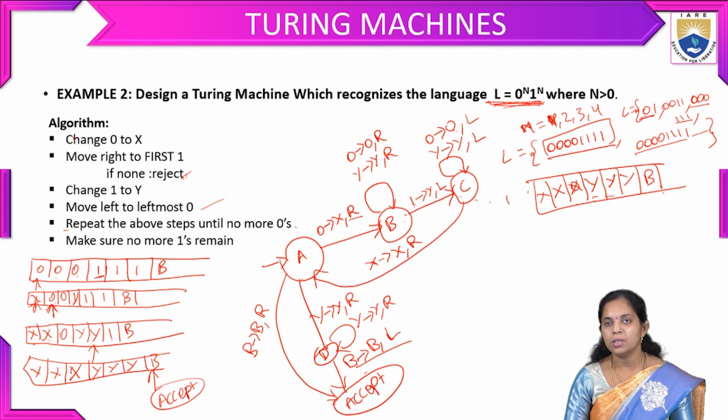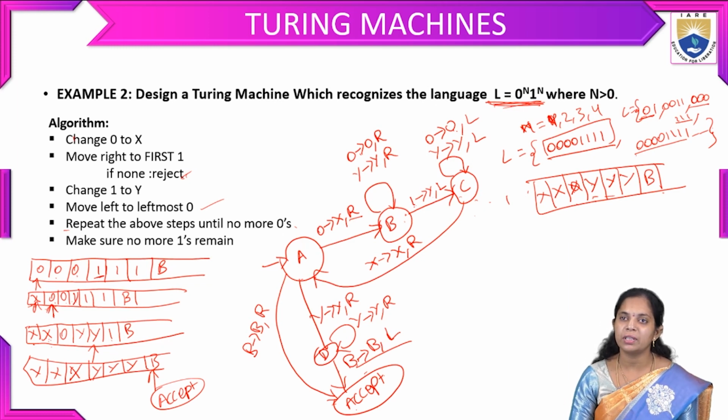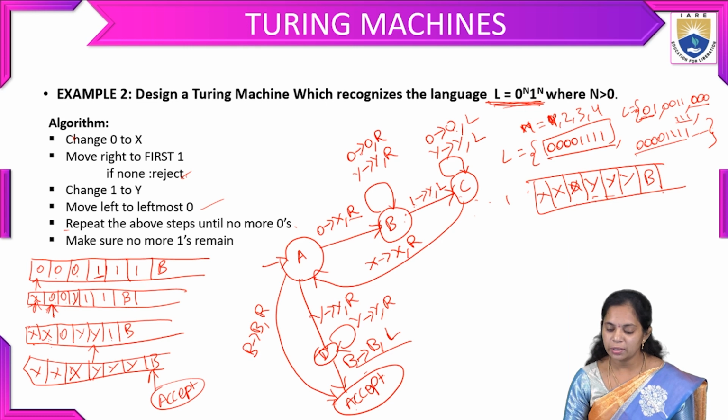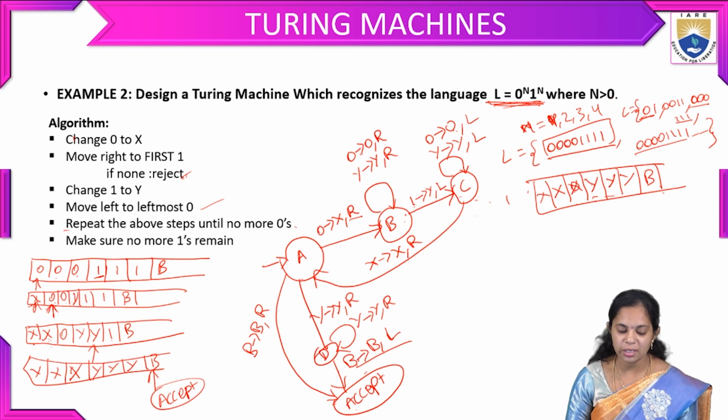So this is all about Turing machine designing. Here we discussed two examples. This is the tape, which contains infinite memory, where we can replace the input symbols with other tape symbols. So this is about designing Turing machines.